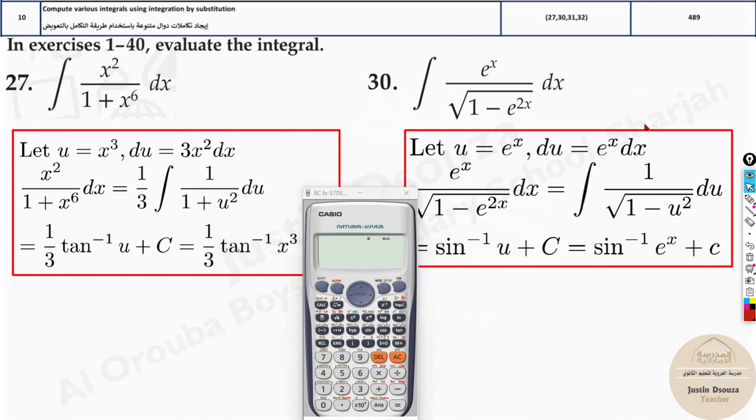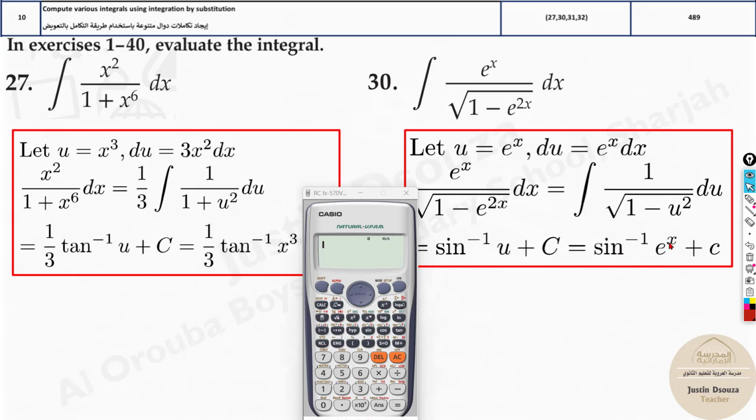When we solve these problems, sometimes there might be an issue. Look over here, we have sine inverse e to the power x. What's the domain of sine inverse? It's from -1 to 1, I believe. You can't put just any value, because you'll get an error, since it is out of the domain of sine inverse. So you must be careful.